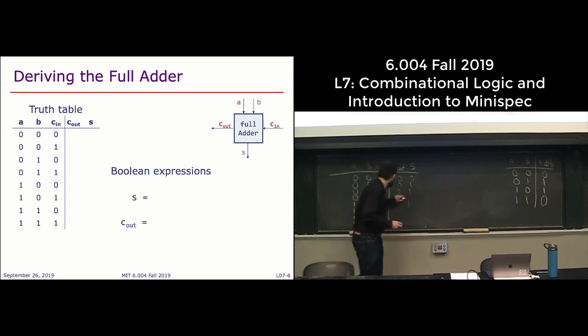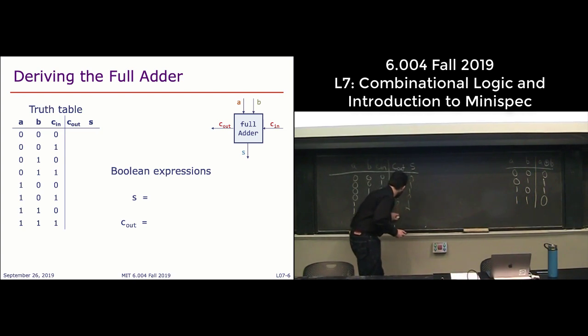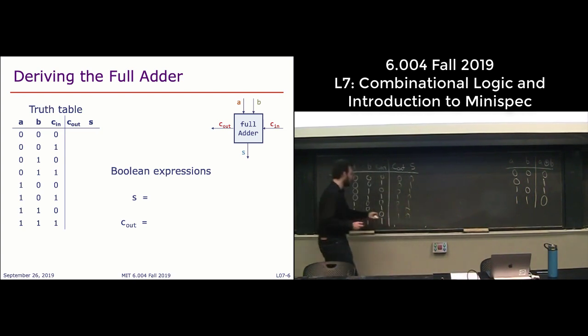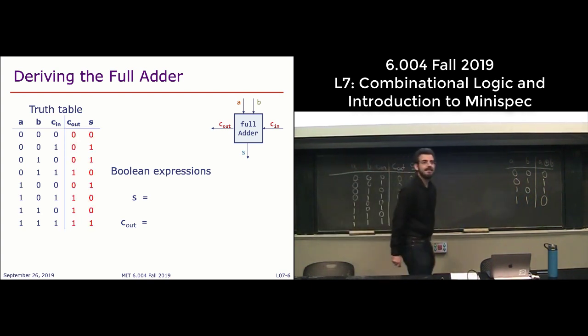What should I have at the output? 1, 0, which is 2 in binary, right? And likewise, 1, 0, 1, 0. And finally, if my 3 bits are 1, then my output should be 1, 1, right? So that's the truth table right there.